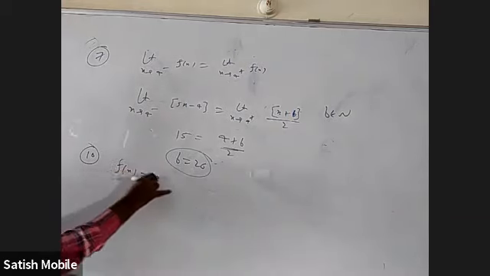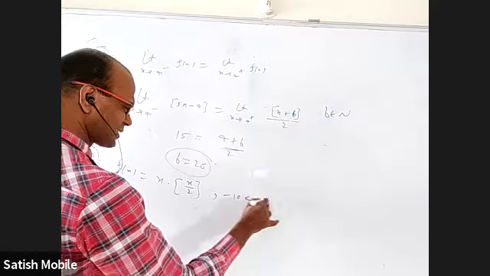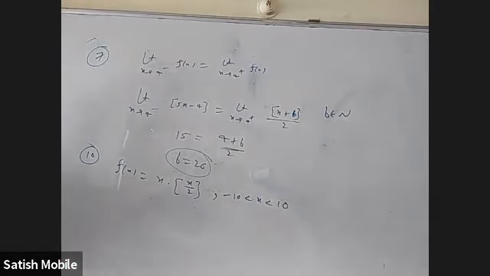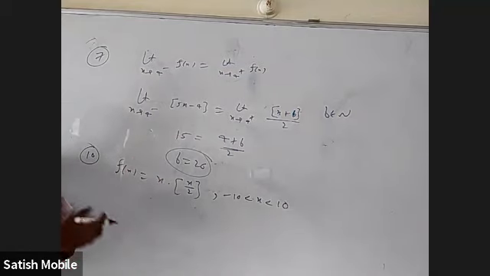f(x) equal to x into integer part of x by 2, for minus 10 less than x less than 10. They want the number of points of discontinuity for this. A gap of 20, when I divide it by 2, it is a gap of 10.